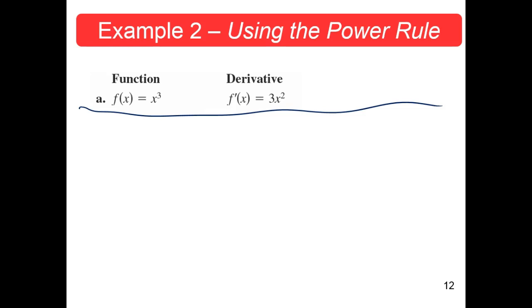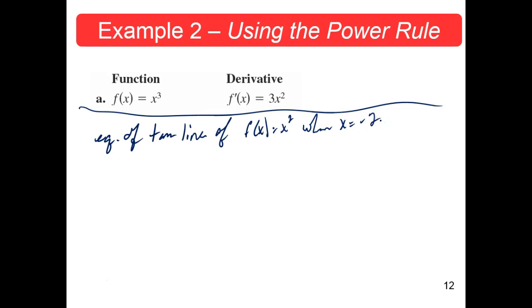Okay. Example 4. Find an equation of the tangent line to the graph of f of x equal x squared when x is equal to -2. So we want to find the equation of the tangent line of f of x equal x squared. This is a parabola, by the way, when x is equal to -2, right? How would you begin? Ah, yes, take a derivative. Good choice. So f prime of x is going to be 2x.